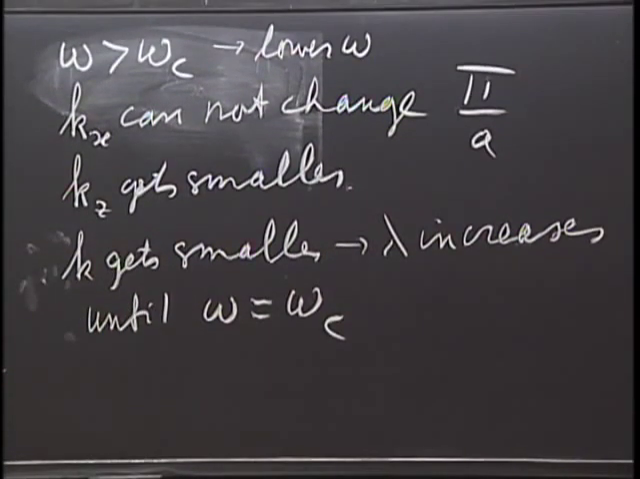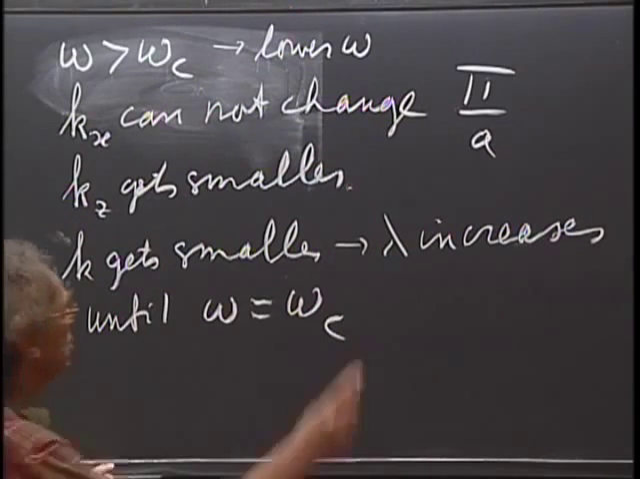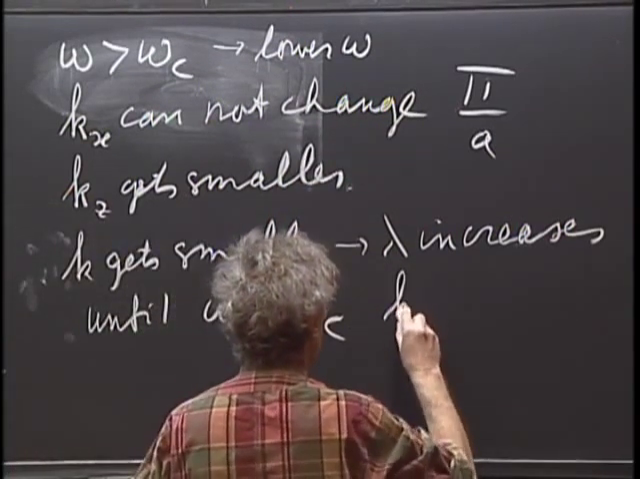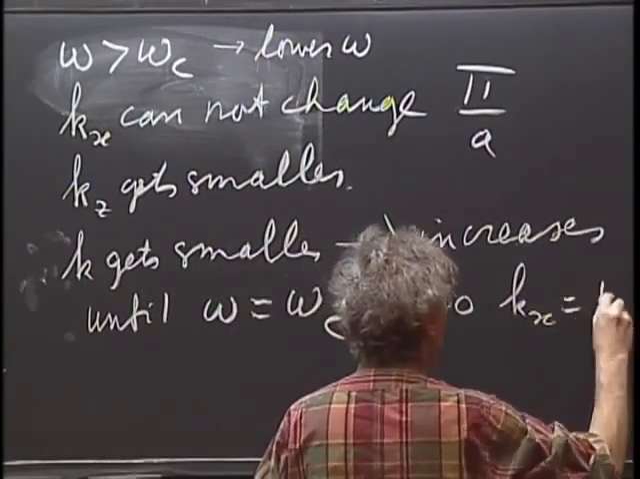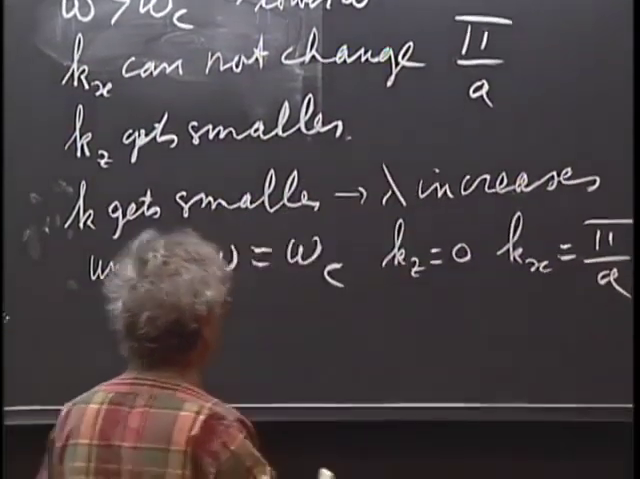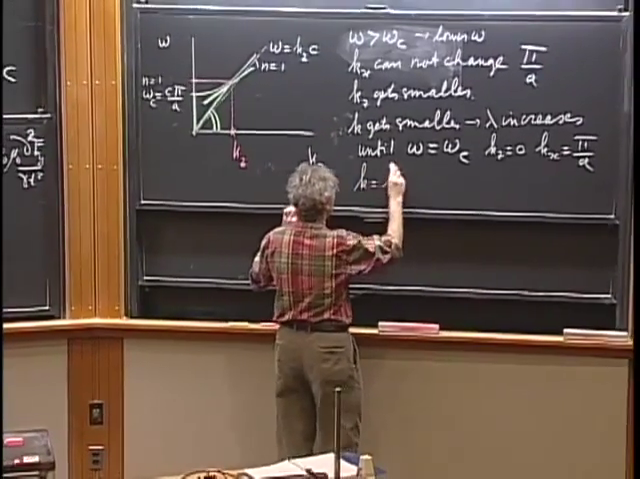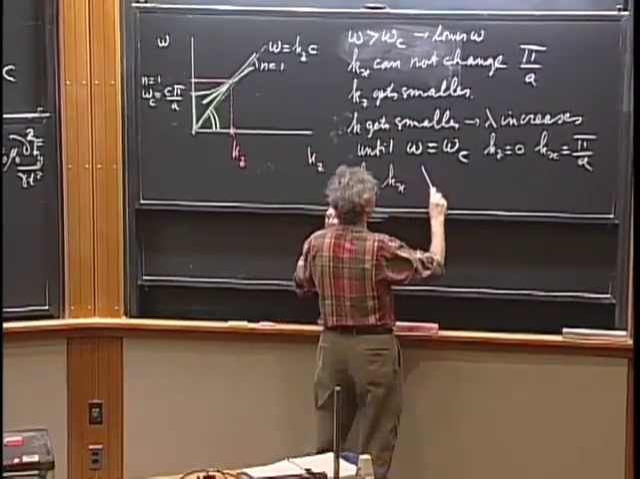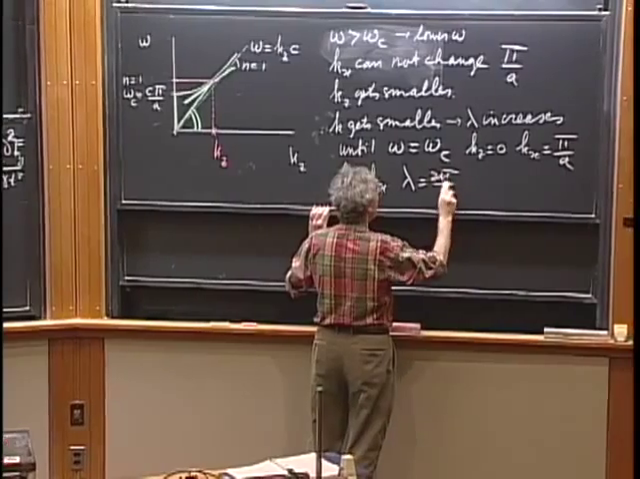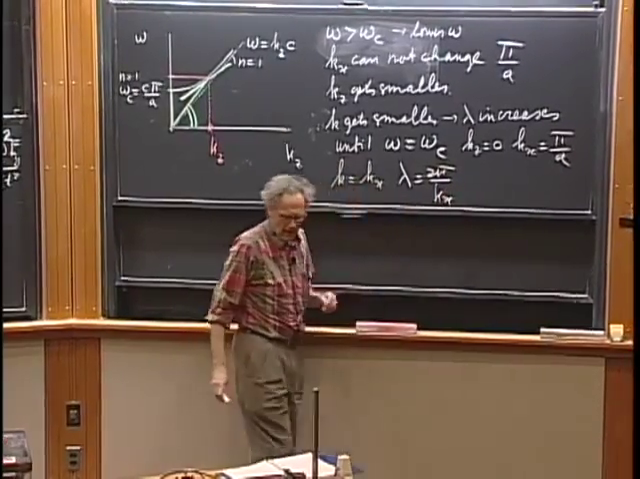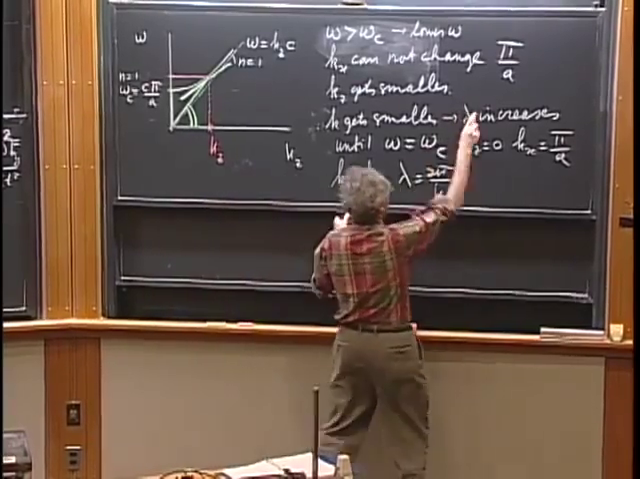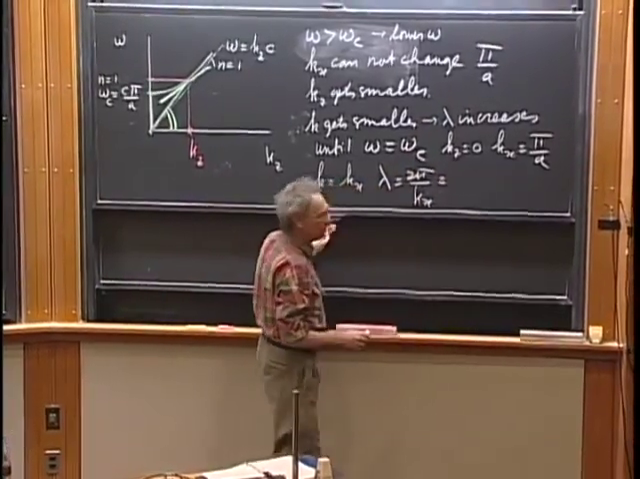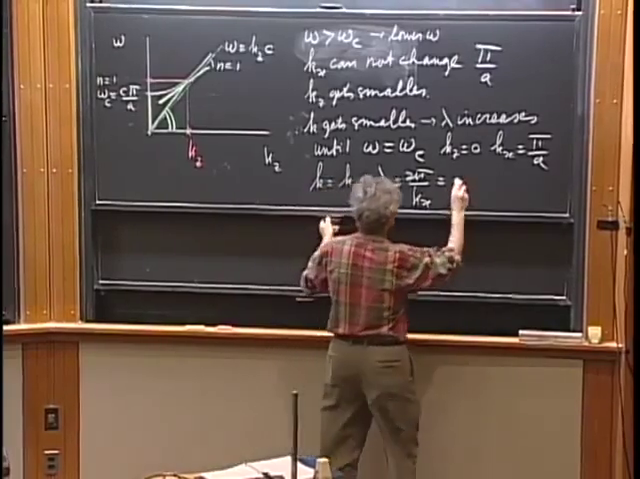And when you reach that point, kz has become 0, and kx is still pi over a. So kz is now 0, and kx is still pi over a. So now k itself is kx, and therefore lambda now is 2 pi divided by that value kx. And that means lambda now equals 2a.